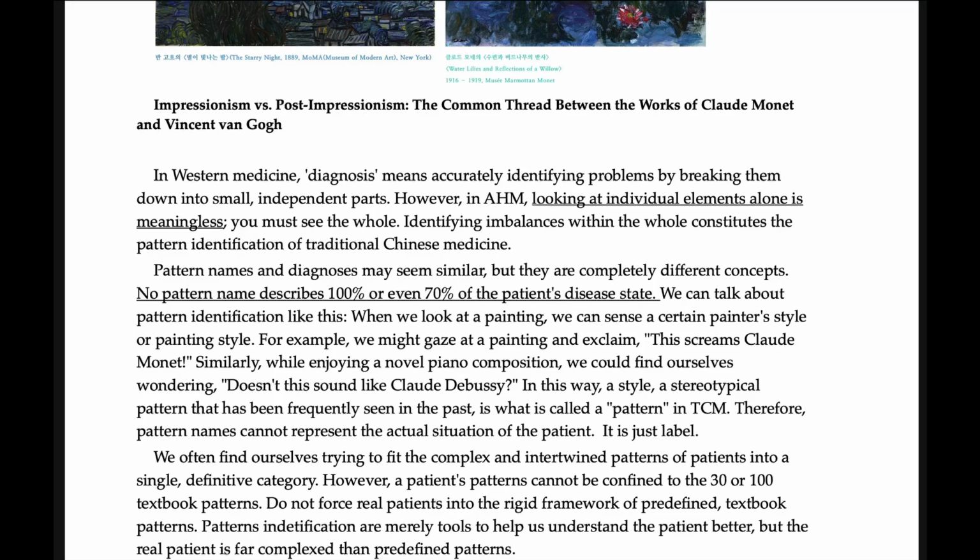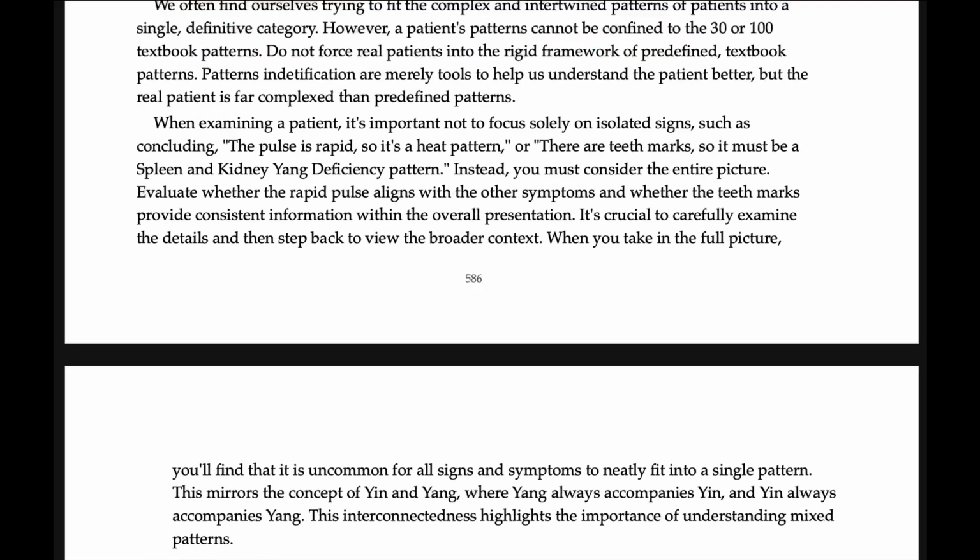When examining a patient, it's important not to focus solely on isolated signs, such as concluding the pulse is rapid, so it's a heat pattern, or there are teeth marks, so it must be a spleen and kidney yang deficiency pattern. Instead, you must consider the entire picture. Evaluate whether the rapid pulse aligns with the other symptoms, and whether the teeth marks provide consistent information within the overall presentation. It's crucial to carefully examine the details and then step back to view the broader context.